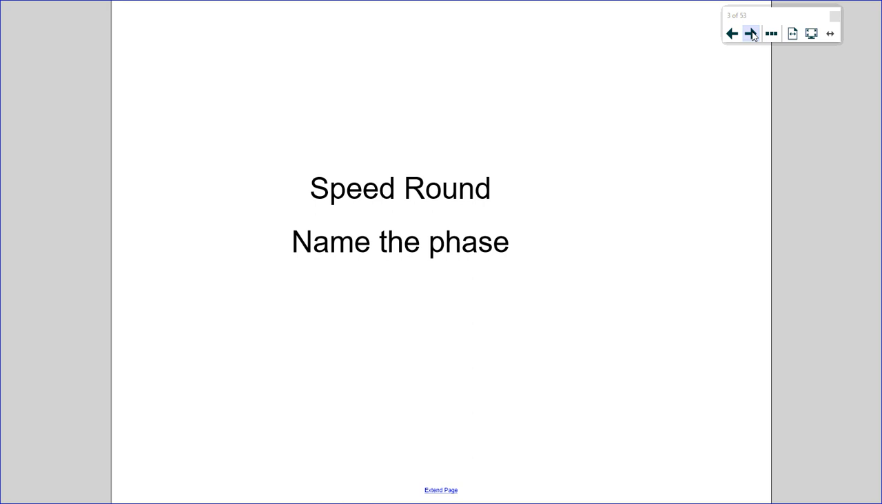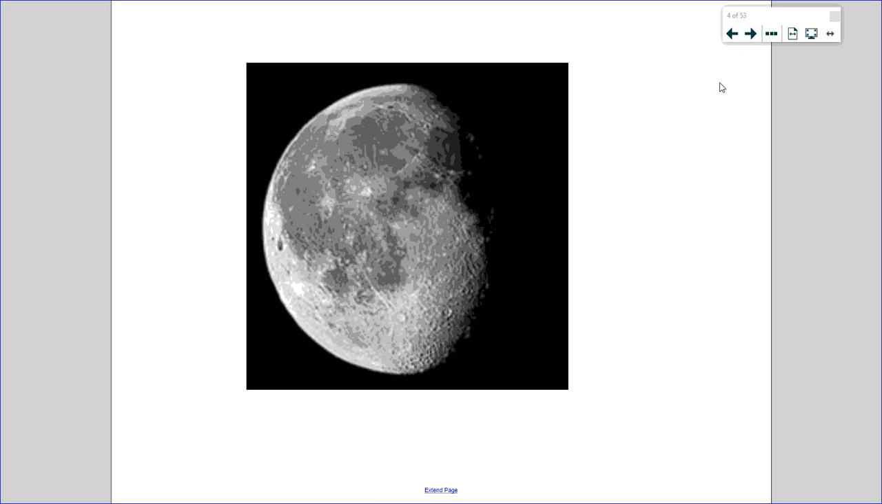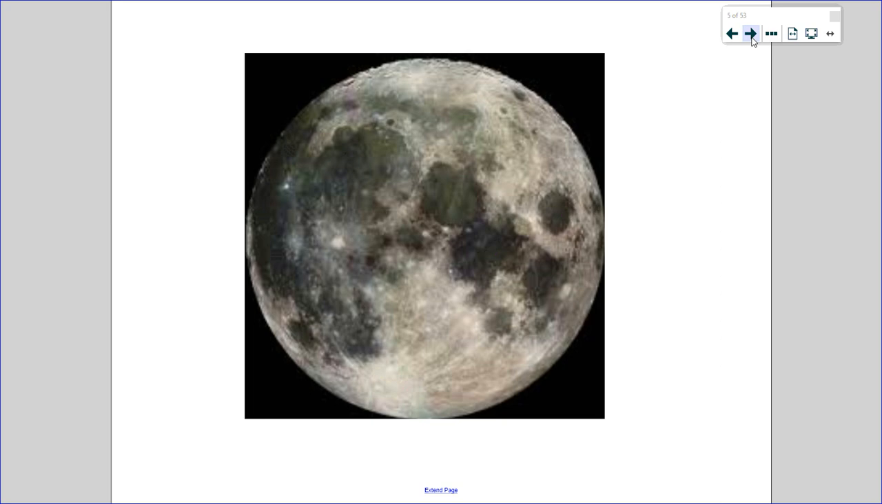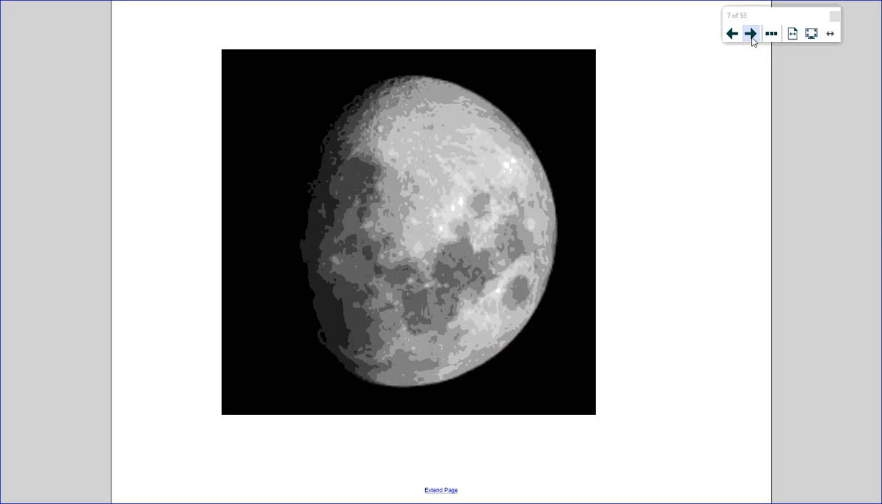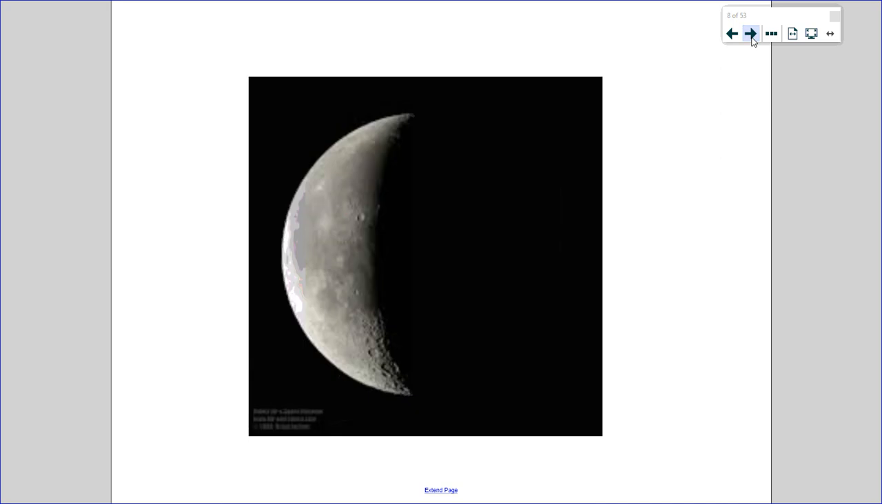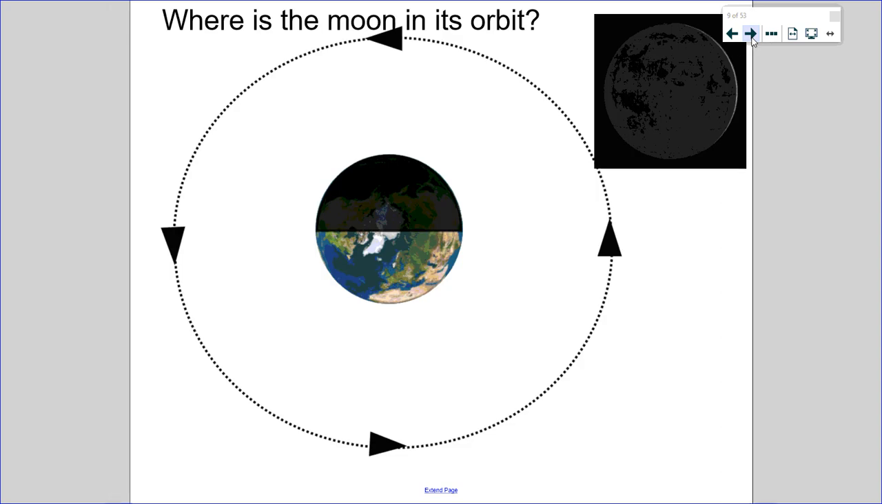Okay, I'm going to count backwards from 3 and see if you can name the phase before I do. All right, 3, 2, 1. This is a waning gibbous. 3, 2, 1, full moon. 3, 2, 1, waxing crescent. 3, 2, 1, waxing gibbous. 3, 2, 1, waning crescent.